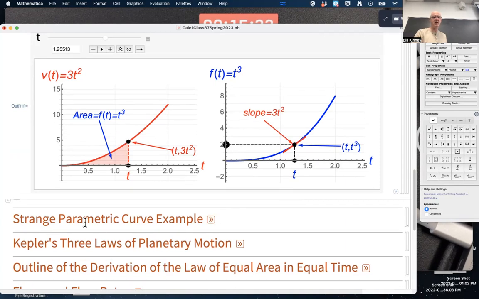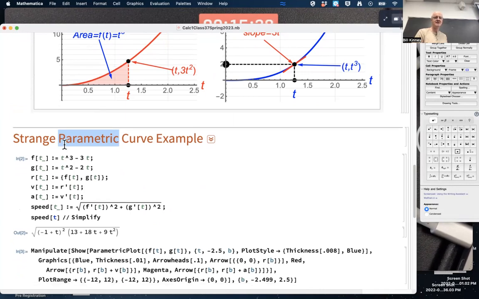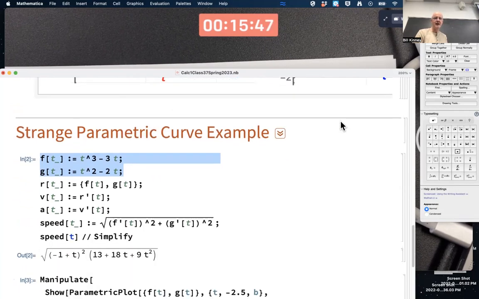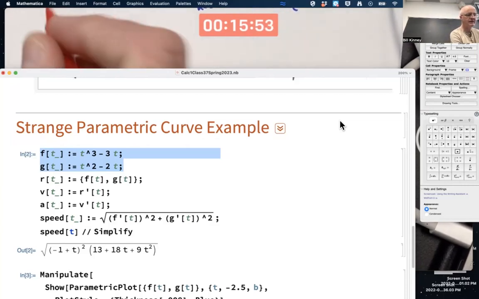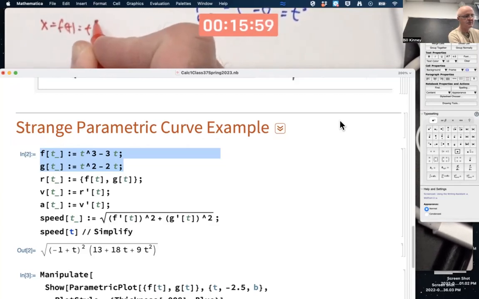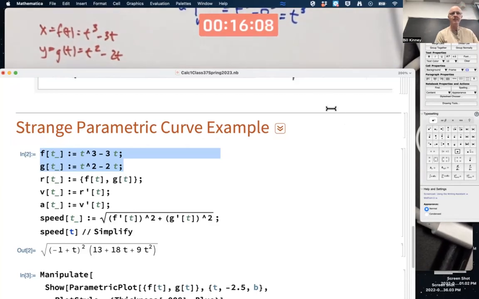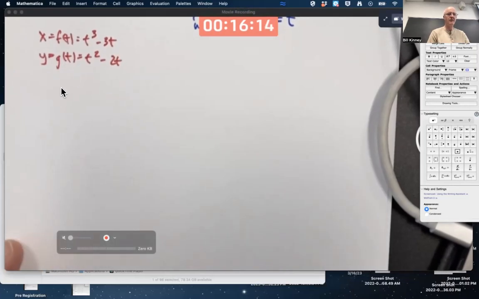Here's another example. This one's a parametric curve, kind of a strange parametric curve example. If you want to write down these equations, f of t is t cubed minus 3t. That'll be the x coordinate of this example. I'll write it down on the paper up here. x equals f of t equals t cubed minus 3t. y equals g of t equals t squared minus 2t. I am going to look at the Mathematica, but let's do some hand calculations here as well.